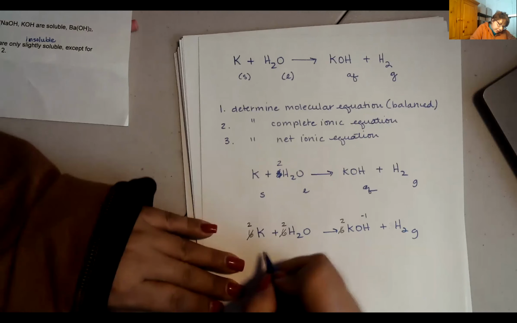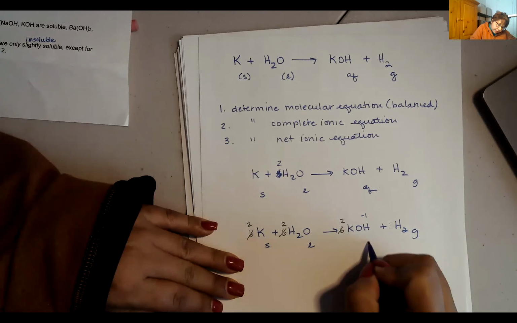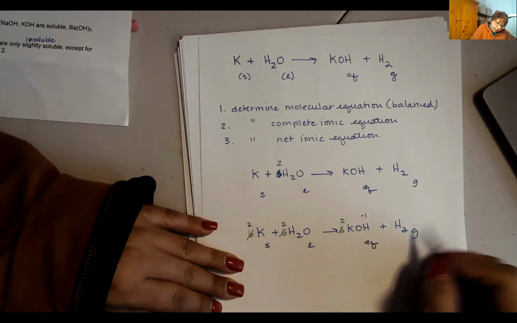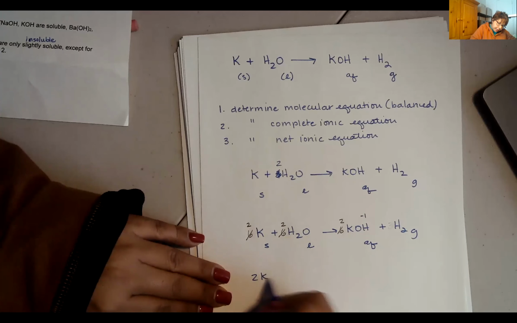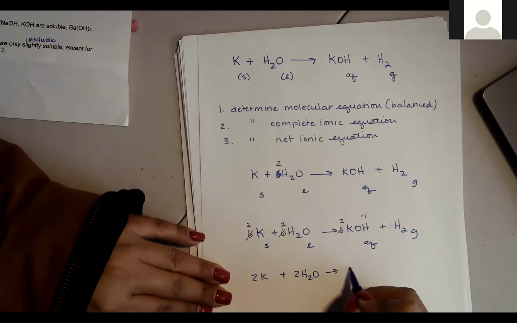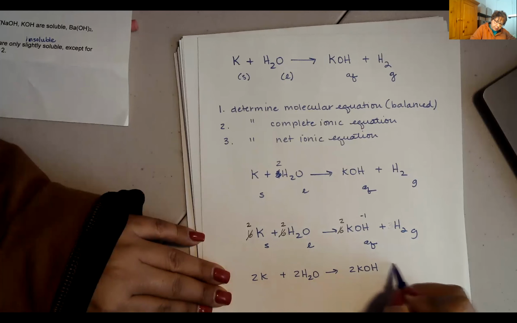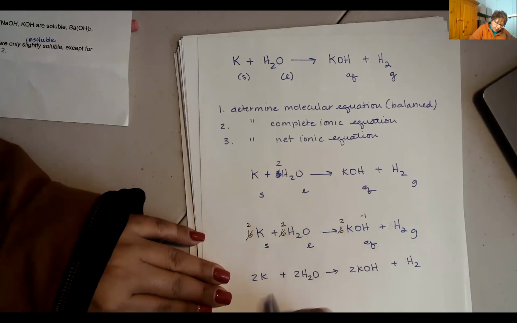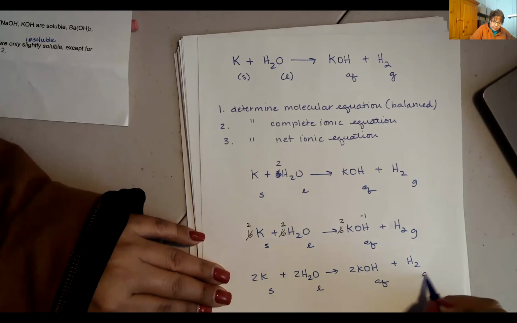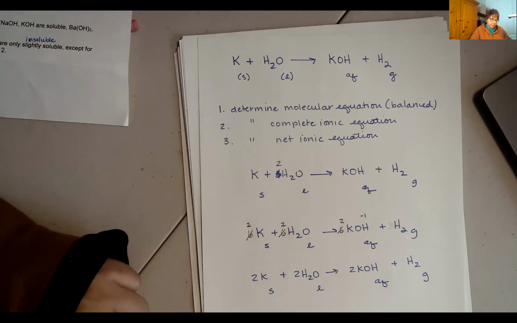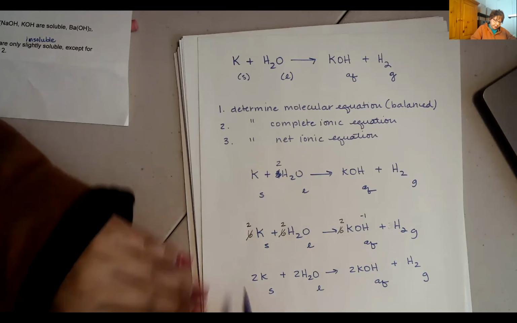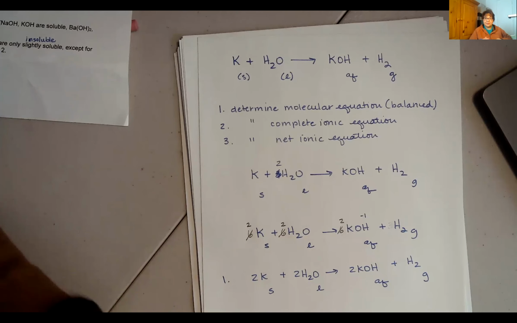Oh, I forgot my subscript. Solid, liquid, aqueous, and gas. Okay, so let me rewrite it: 2K plus 2 waters yields 2 KOH plus H2. This is a solid, this is a liquid, this is aqueous, this is a gas. So now this is our balanced molecular equation. That's the answer to number 1.